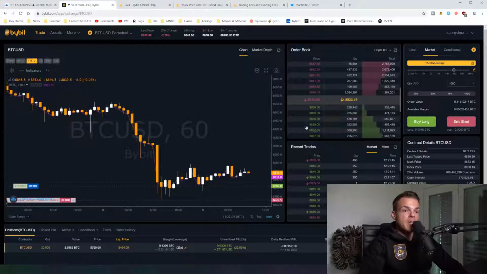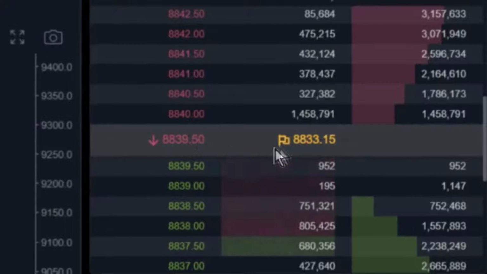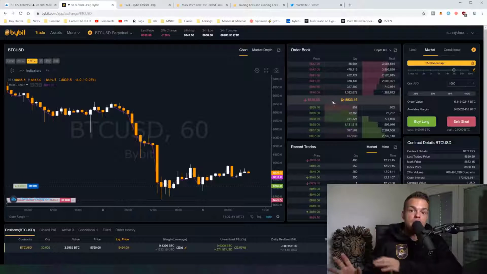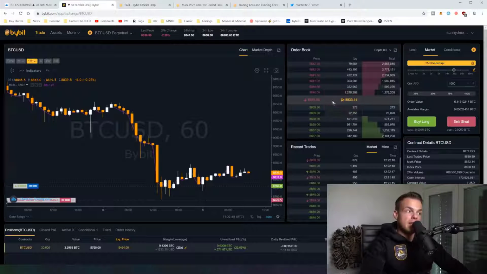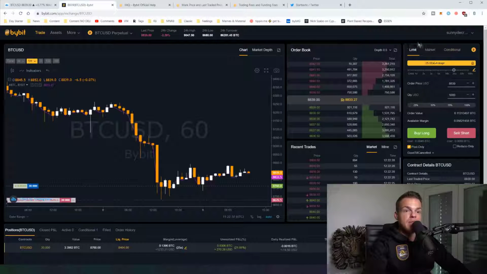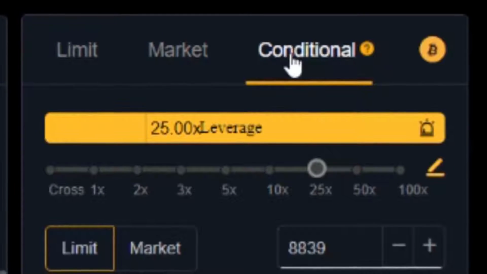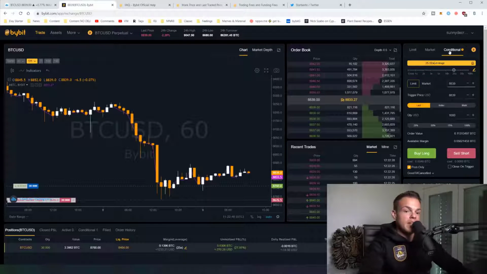Then what we have over here is the order book. Here you can actually see the spread, and on the left side the contract price, and on the right side the mark price. We're going to talk about those in one of the future points in this video, but just to point out where you can find them. Then here on the top right hand side you can see the different order types: limit orders, market orders, and also conditional orders, which can be used to do stop losses. But we're going to come to that also in this video.